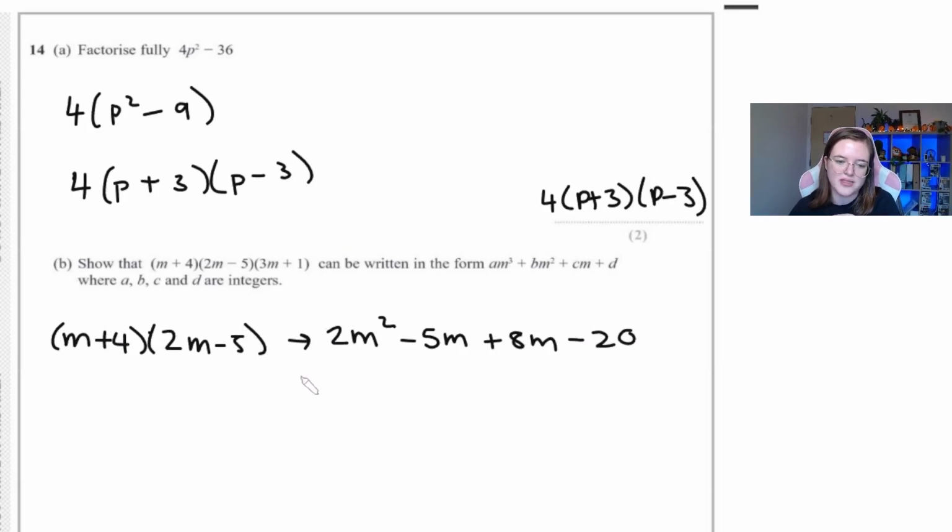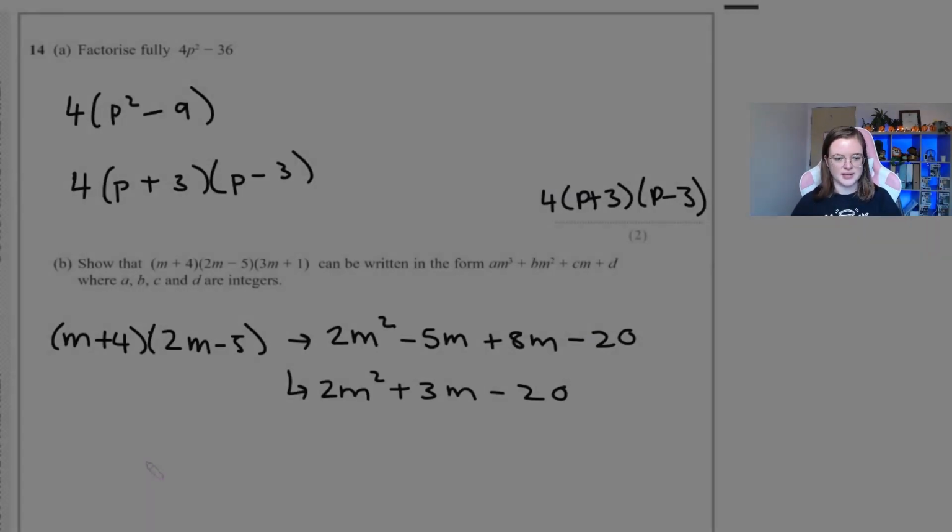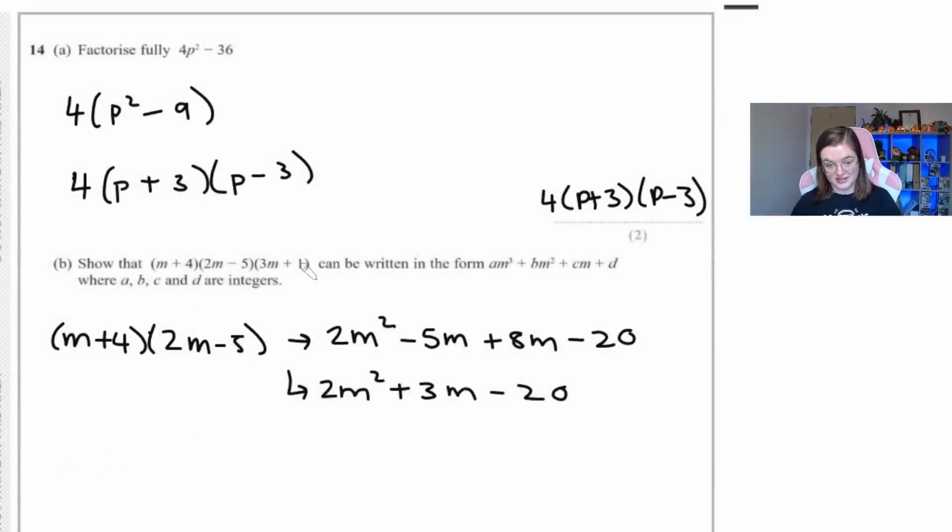And if I simplify this, I get 2m squared minus 5m plus 8m, which is 3m minus 20. Okie dokie. And then this forms another bracket that I'm going to put the times next to this one. So I'm going to have 2m squared plus 3m minus 20. Put it in different colours so it's easy to see the different steps. And then that's going to times by 3m plus 1.